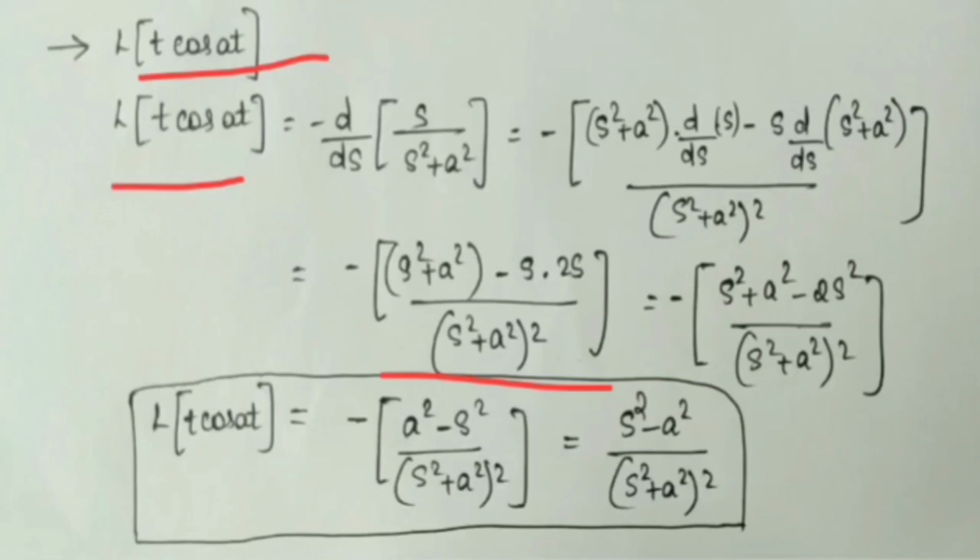which is equal to minus of (s square plus a square minus s into 2s) by (s square plus a square) the whole square, which is equal to minus of (s square plus a square minus 2s square) by (s square plus a square) the whole square. Therefore, we'll have Laplace of t cos at is equal to minus of (a square minus s square) by (s square plus a square) the whole square, which is equal to (s square minus a square) by (s square plus a square) the whole square.